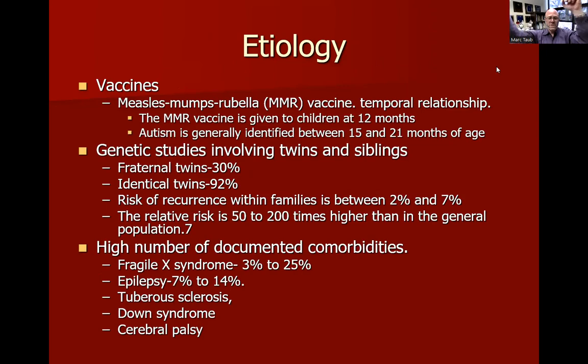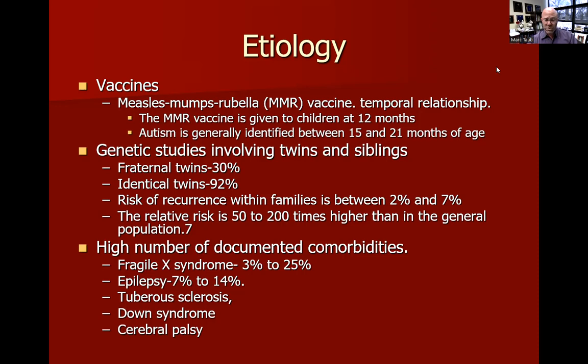So what is the etiology? Here are just some different thoughts. We really don't know. There was a thought years and years ago, it's still out there with some of the anti-vaxxers, that the MMR vaccine was causal. That's really because it's around the same time when a lot of children are starting to get identified as having autism. The vaccine's around 12 months, and it's starting to get diagnosed in kids at 15 to 21 months of age.